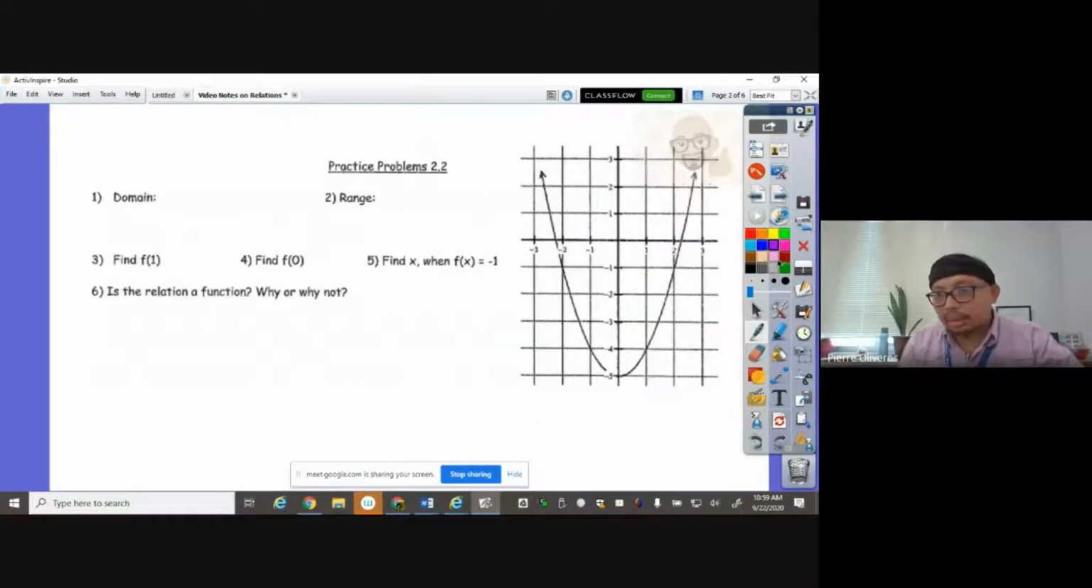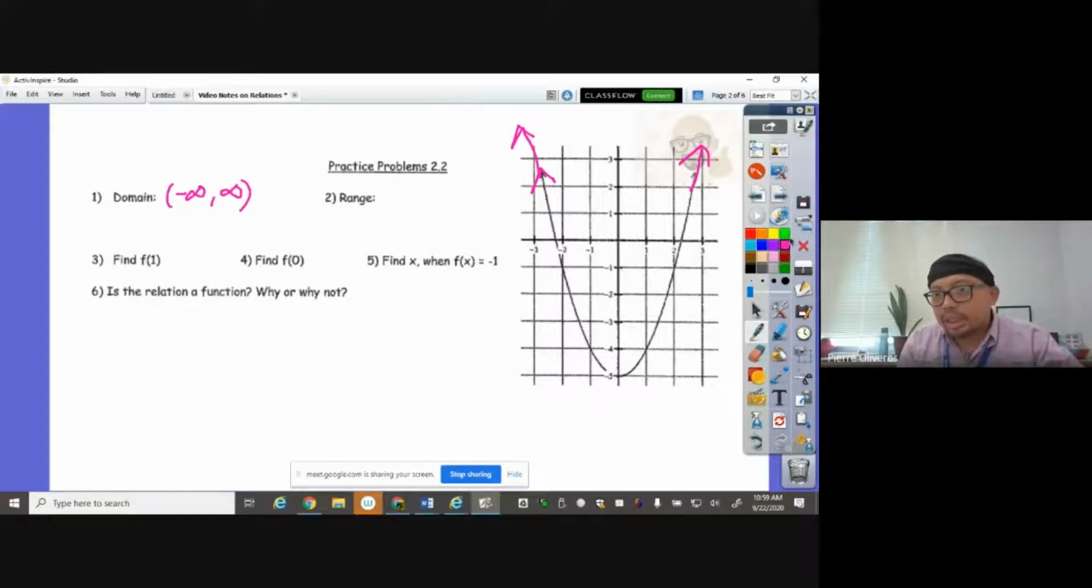Let's go to the next problem here. So I have here a parabola, which is like a U shape. For the domain, the graph here is going to the left. This goes to the left, it's going to keep going. This goes to the right, keeps going there. So I know that this is from negative infinity to positive infinity, with parentheses.